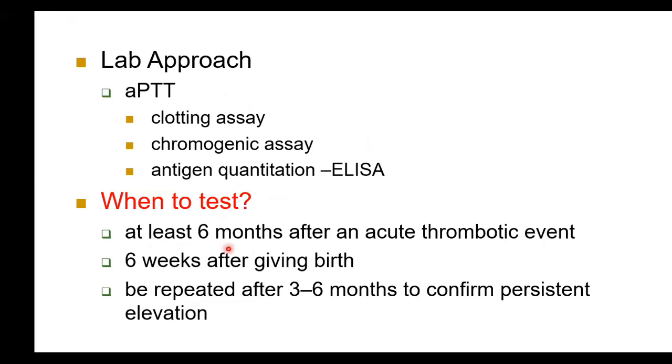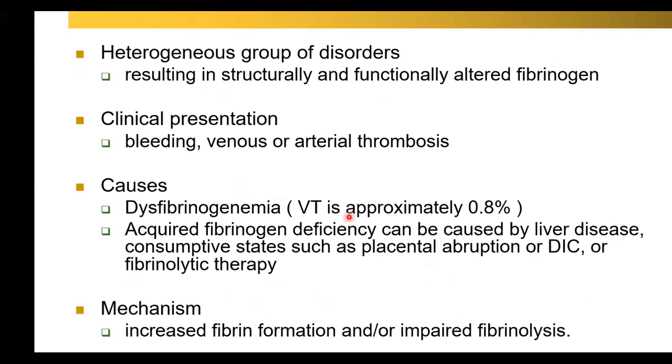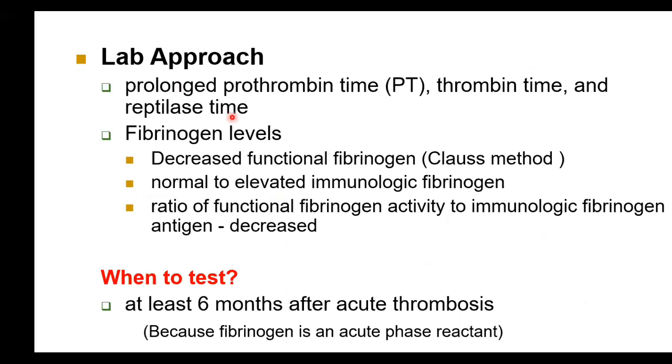So when to test? At least 6 months after an acute thrombotic event or 6 weeks after giving birth, to be repeated after 3 to 6 months to confirm persistent elevation. Then there are fibrinogen defects and dysfibrinogenemia. It can give rise to both bleeding tendency and clotting tendency. So the lab approach is measuring the fibrinogen levels by both immunogenic and clotting-based assays, and again tested after 6 months of acute thrombosis because fibrinogen is an acute phase reactant.